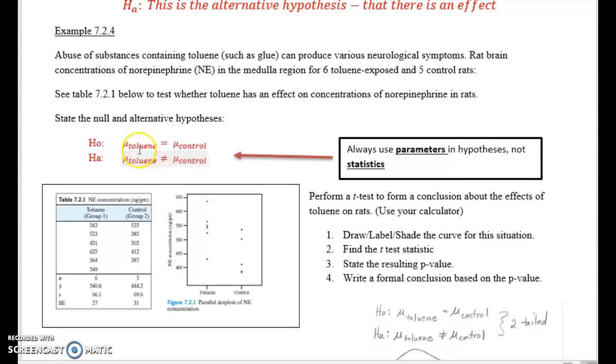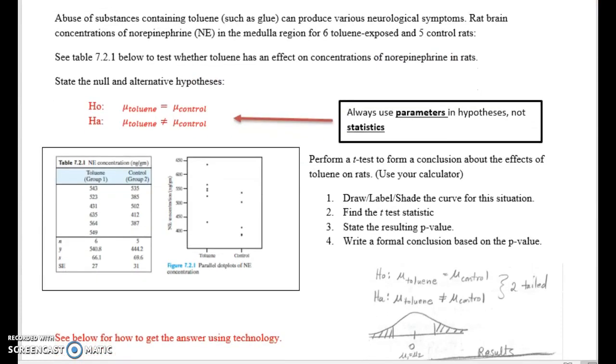So just to be sure you notice, in our null and alternatives, we never use statistic notation. We always use parameter notation. So the parameter for mean is mu, as opposed to using x bar, which is a statistic. So what your text has done is they've given you the data, the summary statistics for each, and they've also given you a dot plot of the norepinephrine in the toluene group and the norepinephrine in the control group.